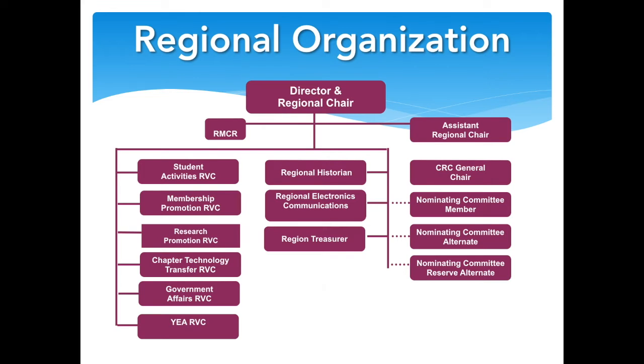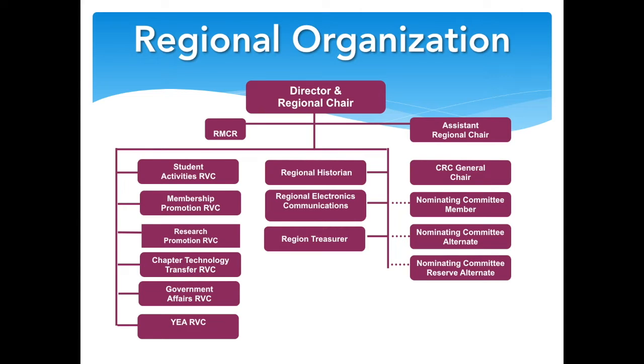You can see that the regional organizational structure is very similar to that of the chapter structure. Instead of a chapter president, though, the region is led by the director and regional chair, or DRC, supported by the Regional Members Council Representative, or RMCR, and in some regions, the assistant regional chair, or ARC. Just as the chapters have chairs for the 6 main committees, the region has regional vice chairs, or RVCs, that oversee the efforts of their respective committees at the regional level.